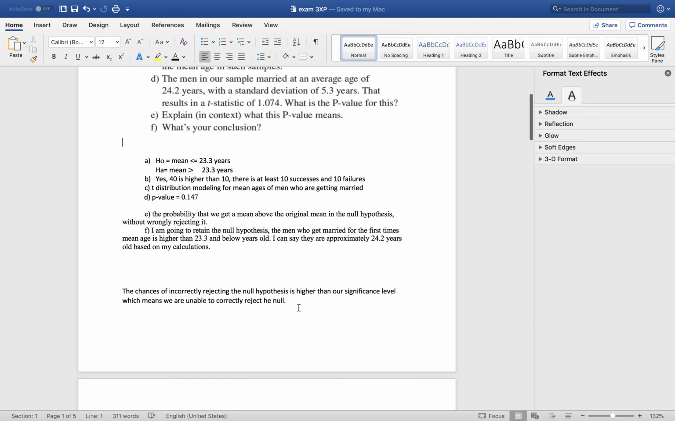I also said this to sum it up without using any of these terms. The chance of incorrectly rejecting the null hypothesis is higher than our significance level, which means we are unable to correctly reject the null, meaning our p-value is higher than our significance threshold of 0.05. So in that case, it means we are unable to correctly reject the null, meaning we are going to retain the null hypothesis.